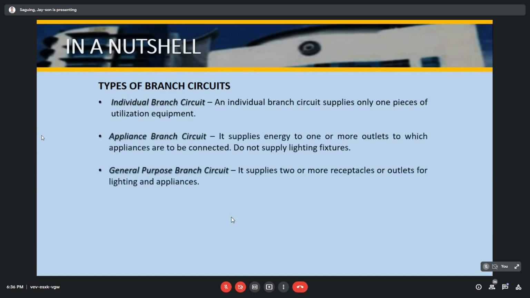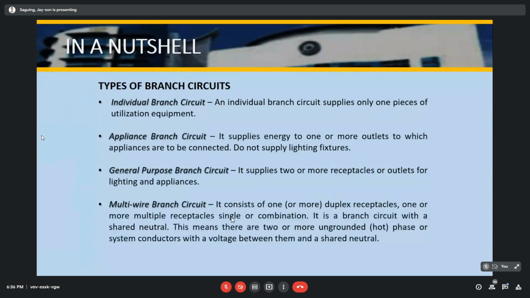To summarize the types of branch circuits, so individual branch circuit supplies only one piece of utilization equipment. Appliance branch circuit supplies energy to one or more outlets to which appliances are to be connected. Do not supply lighting fixtures. While general purpose branch circuit, it supplies 2 or more receptacles or outlets for lighting and appliances.